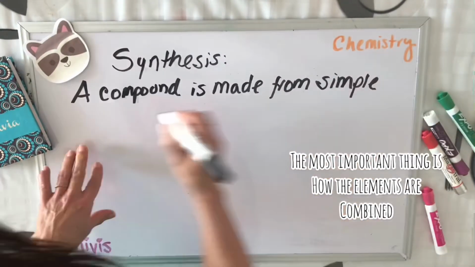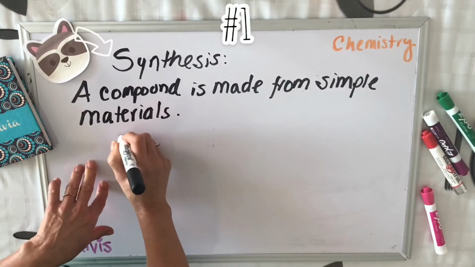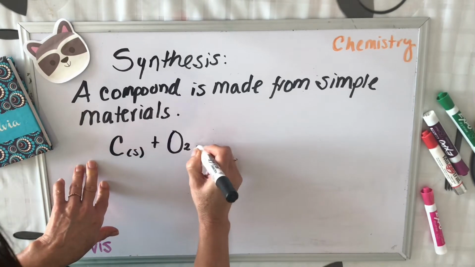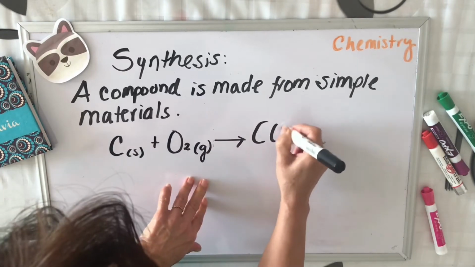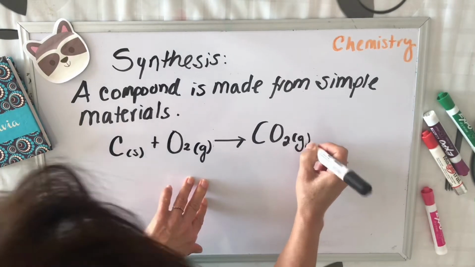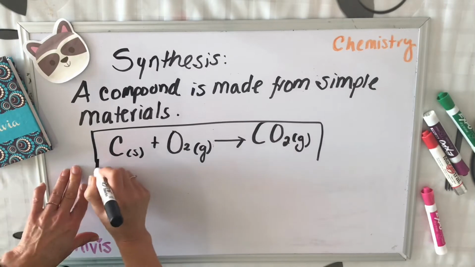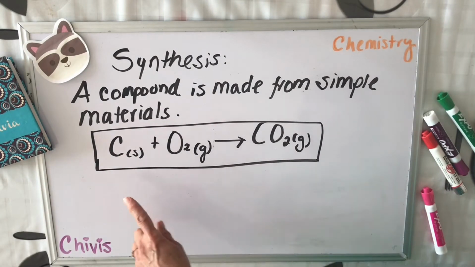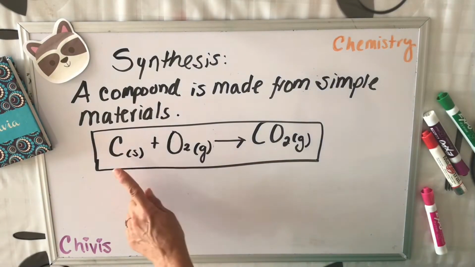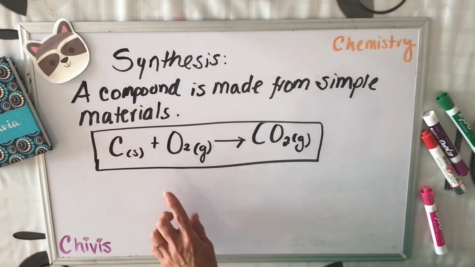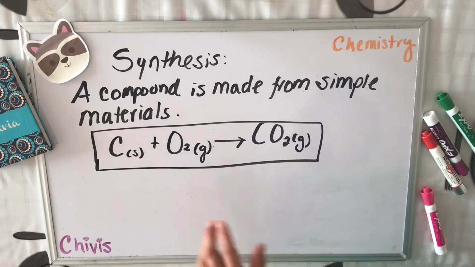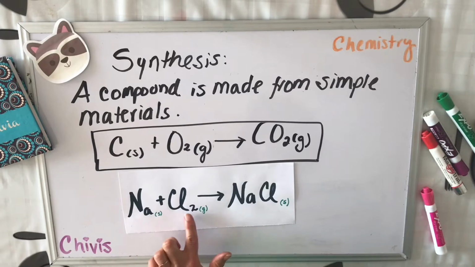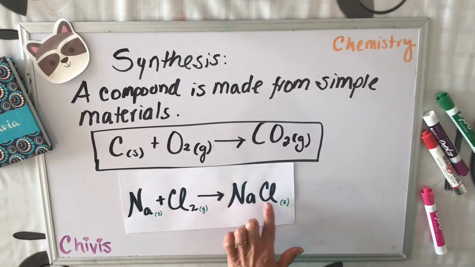The synthesis reaction is another way to say making, and that's exactly what happens in a synthesis. A compound is made of simple materials. Here is an example. Carbon comes together with oxygen gas to make carbon dioxide. We can see in this reaction that carbon dioxide is more complex than the two simple things that are carbon and oxygen. And here's another example.